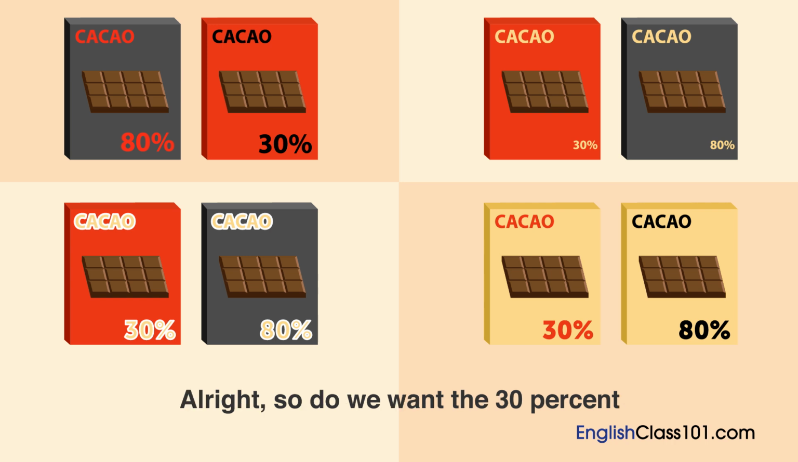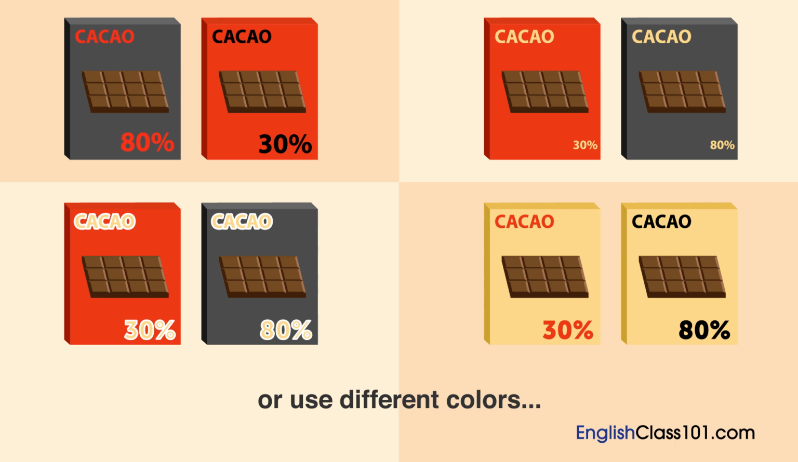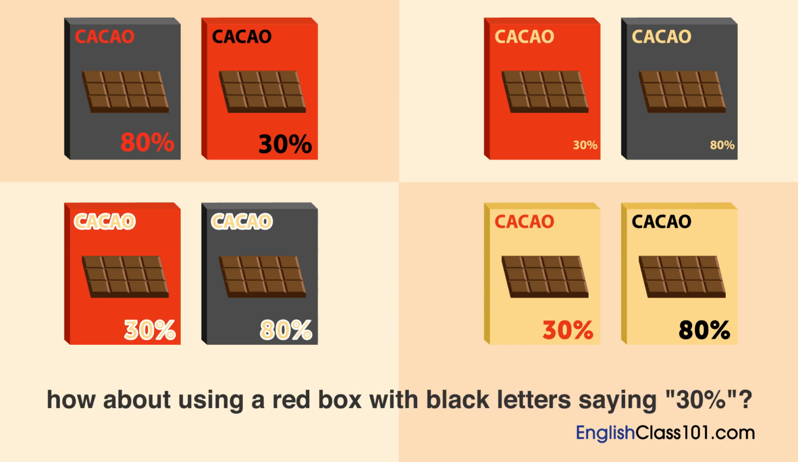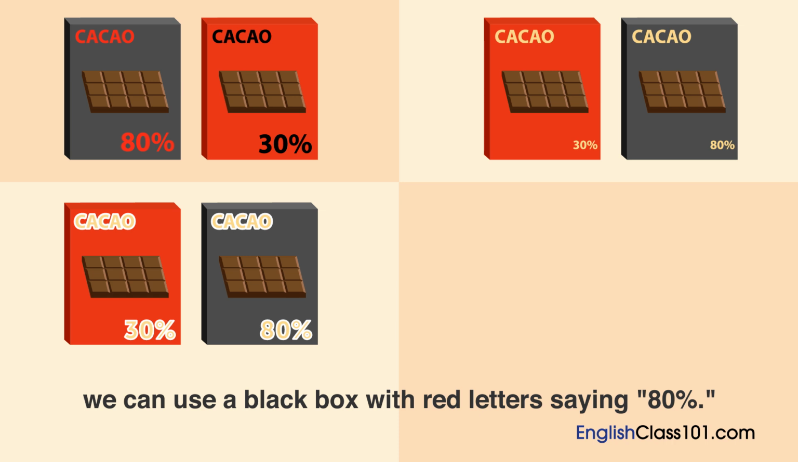All right, so do we want the 30% and 80% descriptions to stand out? Yes, maybe we can have them in the center of the package or use different colors. All right, for the sweet chocolate, how about using a red box with black letters saying 30%? And for the bittersweet one, we can use a black box with red letters saying 80%.